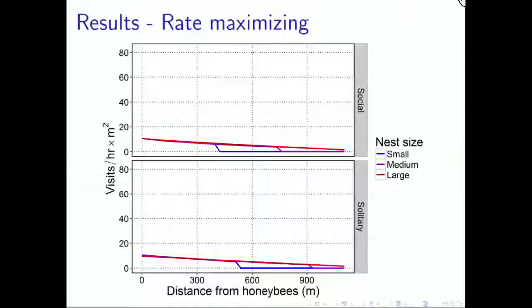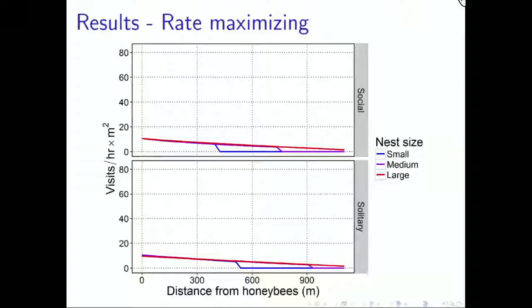So here's the result from the first set of currencies. The first set we're going to talk about is rate maximizing. Rate maximizing, once again, is profits divided by the time it takes to get those profits. This is the distribution of foragers for three different sizes of colonies. We use small, medium, and large, based on estimates of what colony sizes would be like early in the year and then later in the year. And you can see that they all drop as they go away from the source here. On the left, that's where the colony is, and this is the distance from the honeybees going out into this theoretical field of flowers.